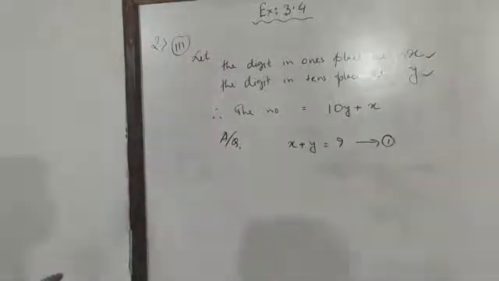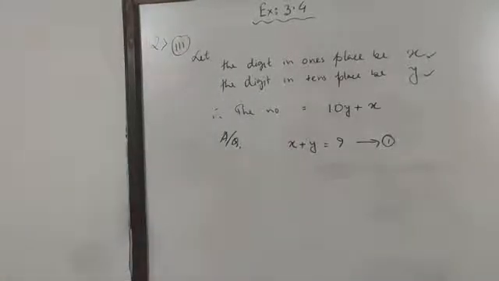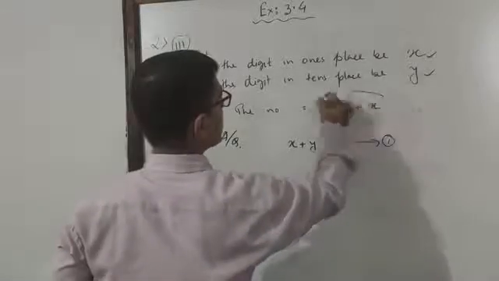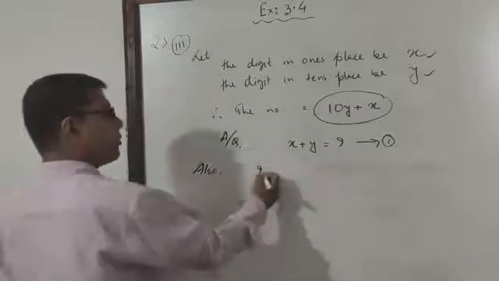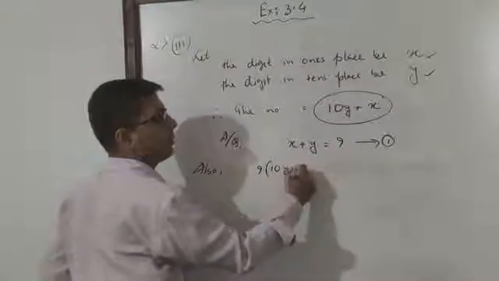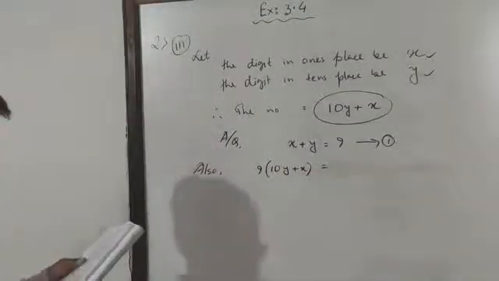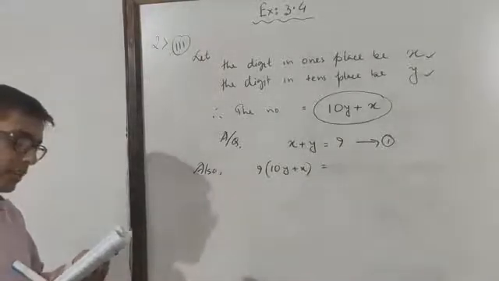And the second condition is, 9 times of the given number. What is the given number? This is the number, 10y plus x. I am writing here 9 times of this number. 9 times the number is twice the number obtained by reversing the order of the digits.